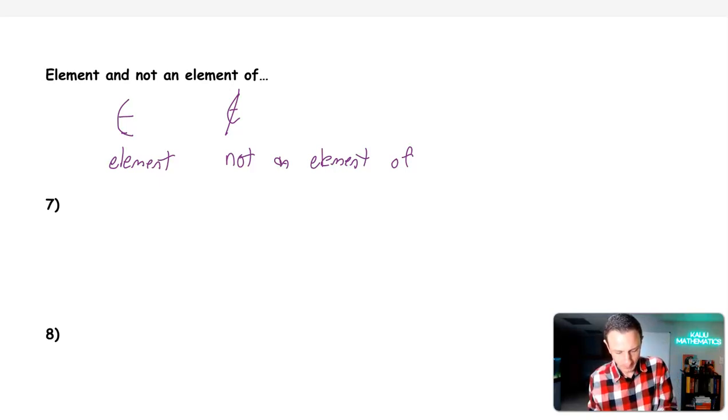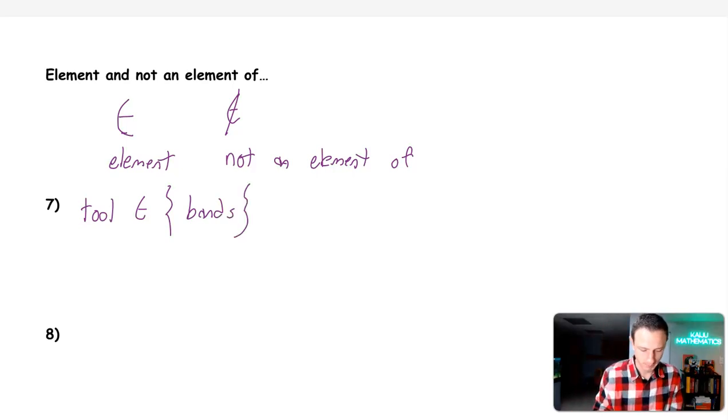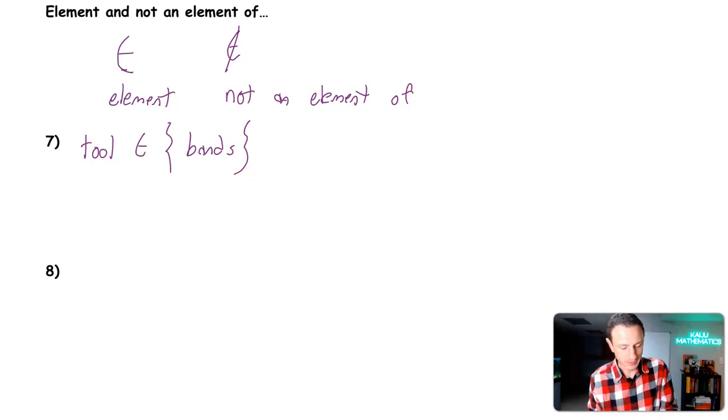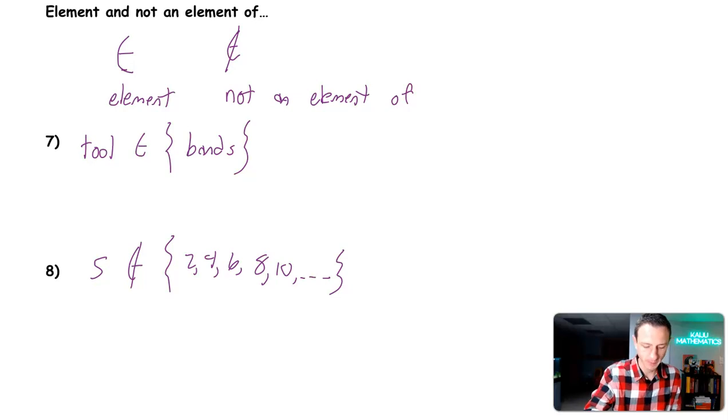For example, let's say the band Tool is an element in the set of bands. Tool's a band, so Tool's in the set of bands. Let's do an example of not an element of. The number 5 is not an element of the set of numbers 2, 4, 6, 8, 10, the even natural numbers. 5 would be between 4 and 6, but it's not there. So 5 is not in this set of even values. That's why we have the not an element of symbol.